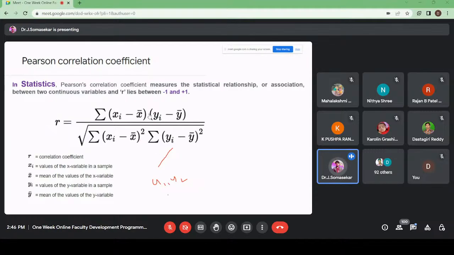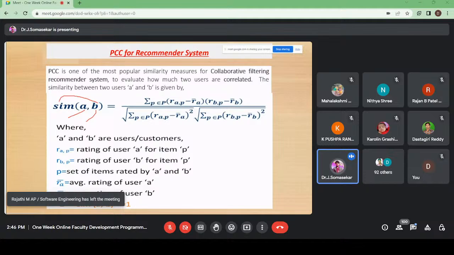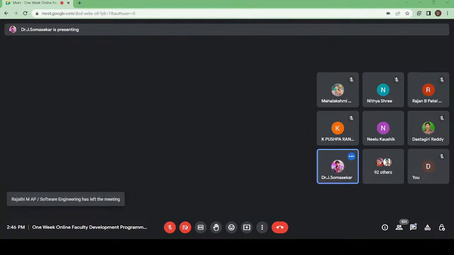In place of x, make it u1, u2, or maybe you can see here in place of x, you can make it A and B. So A is one user, B is another user. We are looking for similarity between these two users. Whatever formula I have shown in the previous slide, we can convert it like this.